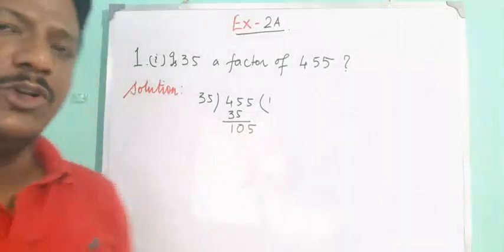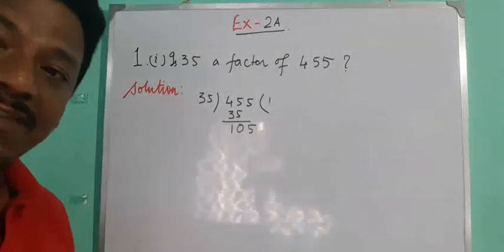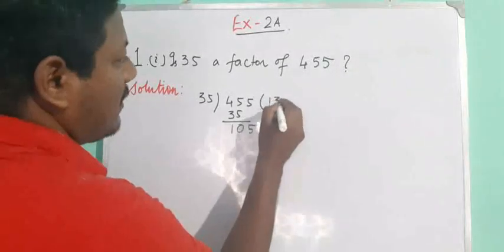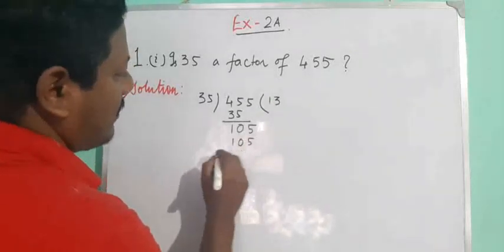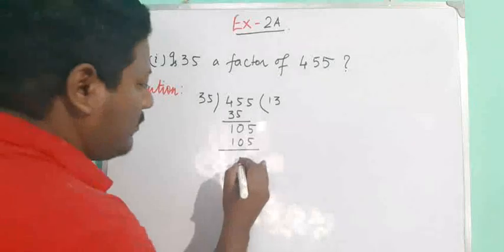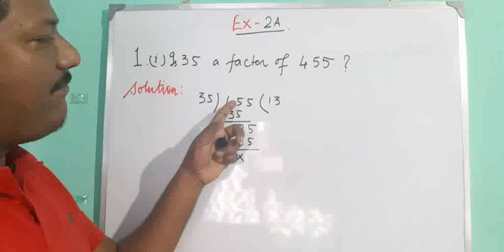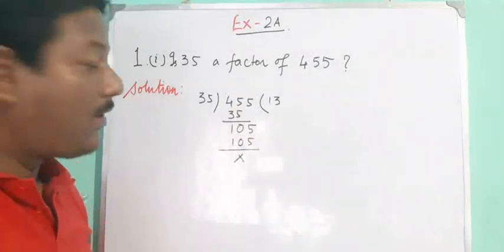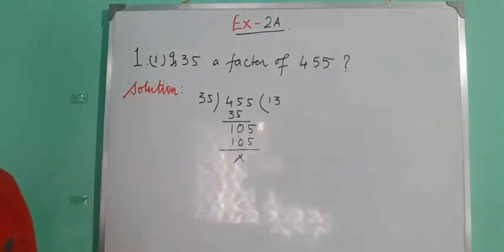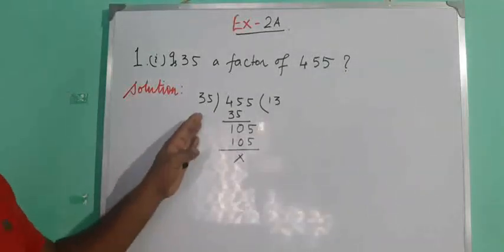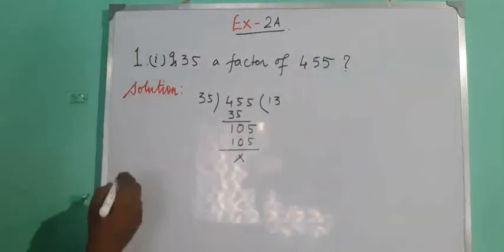Alright, so here what do we see? For 105, 105 goes in the 35 table, yes, it goes in 3 times. So what do you see? That 35 divides 455 completely without leaving any remainder. Which means that 35 is a factor of 455.